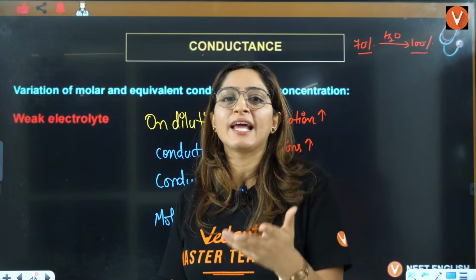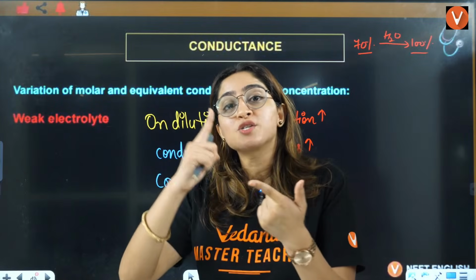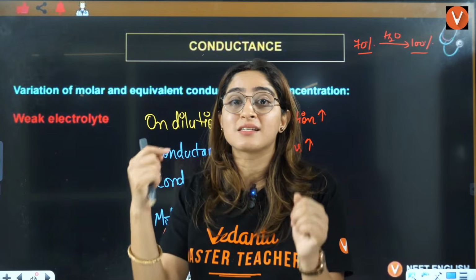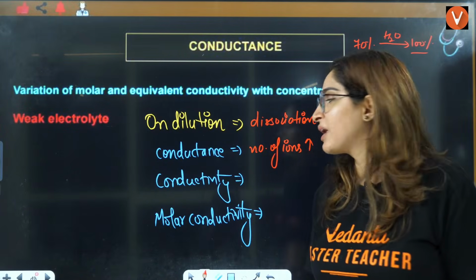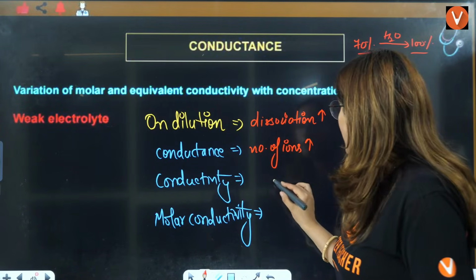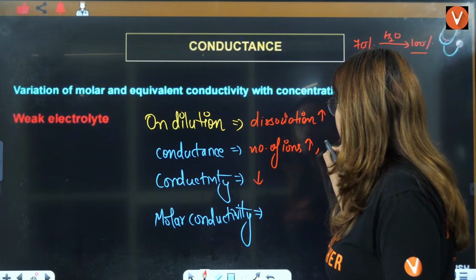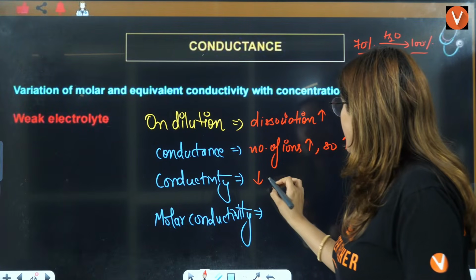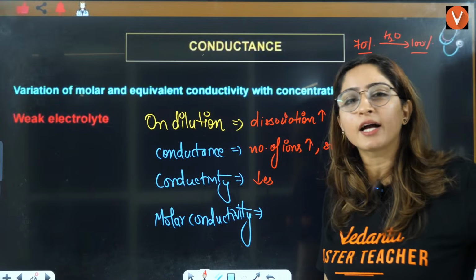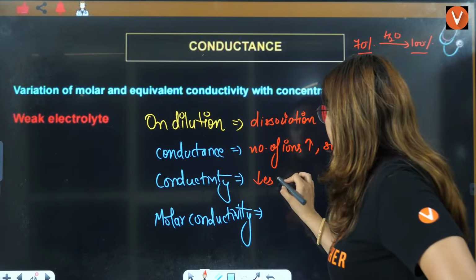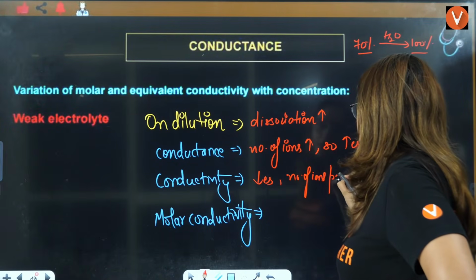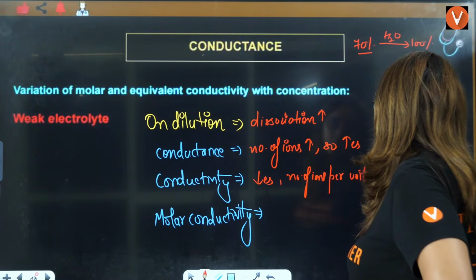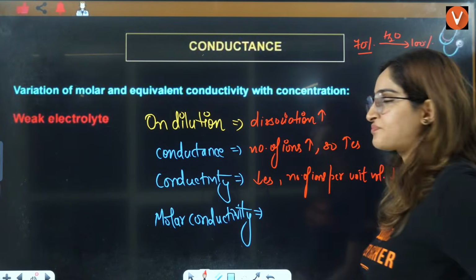That is why in a weak electrolyte the conductance is more. It is because the number of ions dissociated is more here, not because of volume only, right? Conductivity will decrease, right? So it increases. Wait a minute, it will start decreasing. Why does conductivity decrease? It is the same: the number of ions per unit volume decreases.